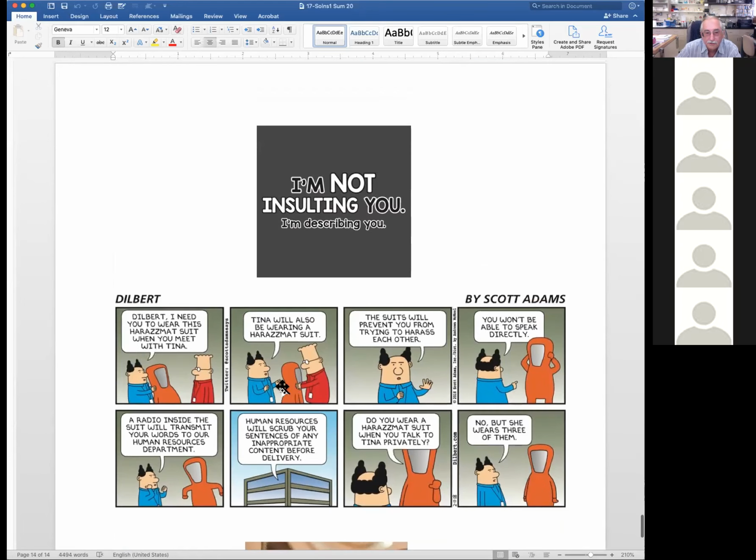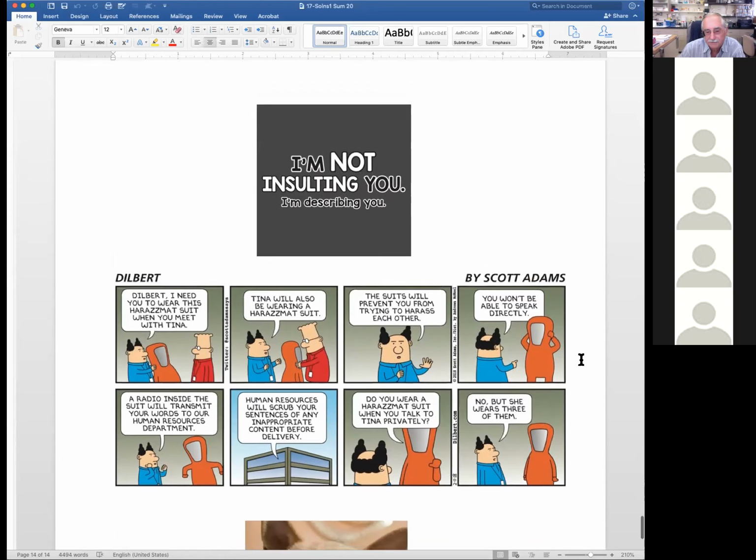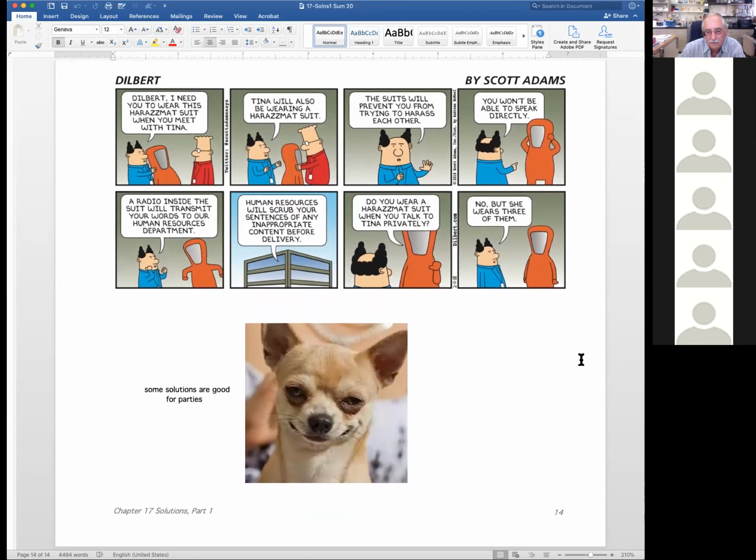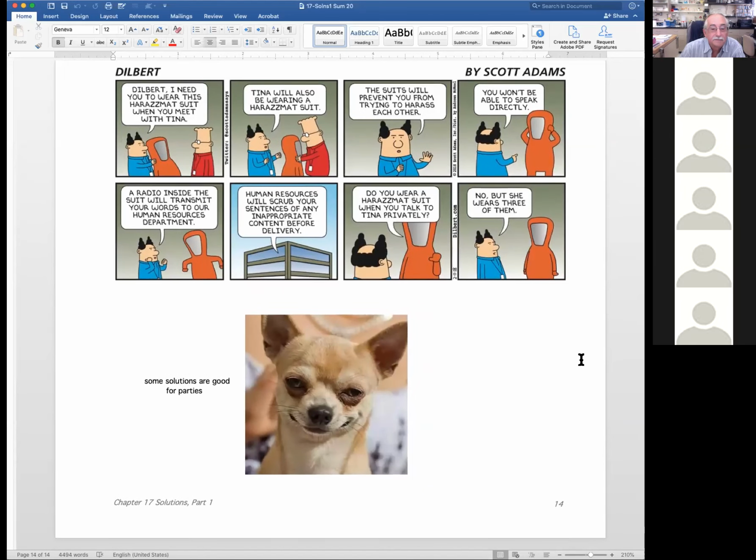Oh, I love this one here. Yeah, so they invented a harassmat suit. So that way nobody can harass you and you can't harass anybody, and yeah, society.